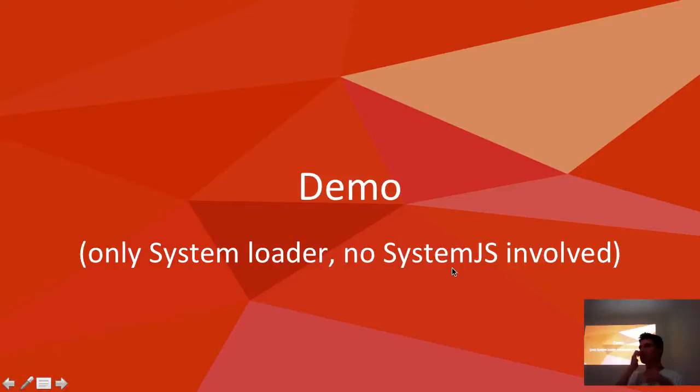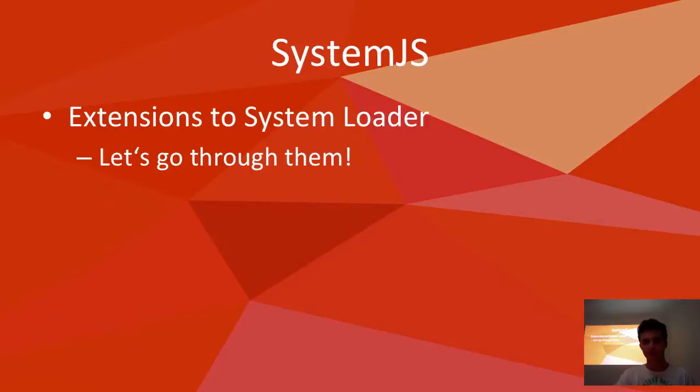Okay, system loader. System.import, that's the most important method. Of course, there are others, but System.import, that's the way we load modules. And in the module, then we have normal import-export syntax. Now let's talk about SystemJS. And as I said before, SystemJS adds stuff to the system loader because the system loader is already built in such a way that it can easily be extended in a clean way.